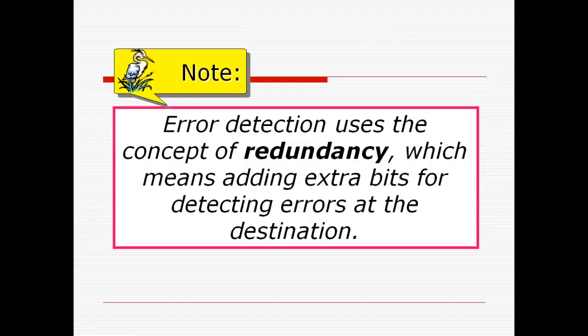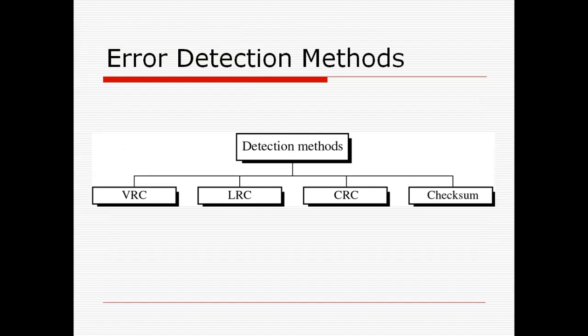Now we will start with the error detection technique. All error correction and error detection techniques are implemented with the help of the concept of redundancy. Redundancy means we put some extra bits along with our data, which means adding extra bits for detection of error at the destination. Along with these bits, the destination will try to identify whether some error occurred or not.